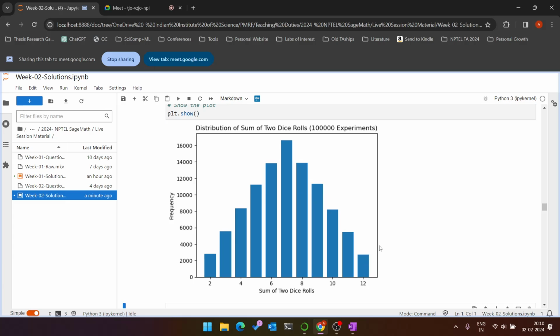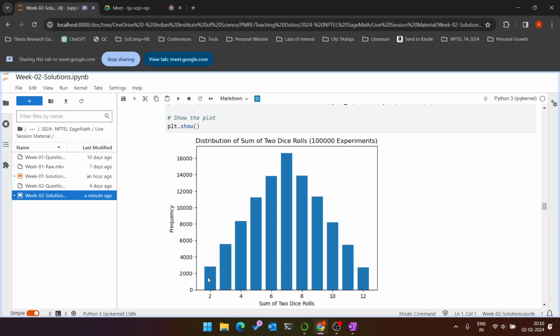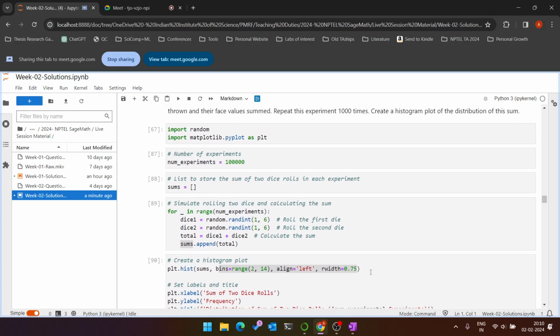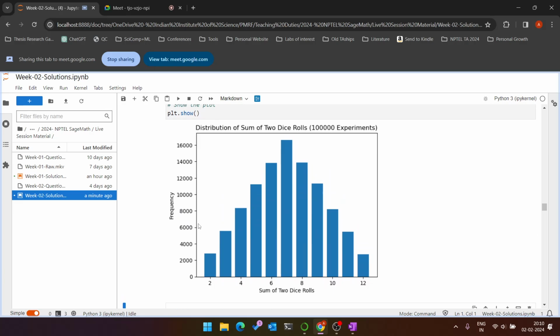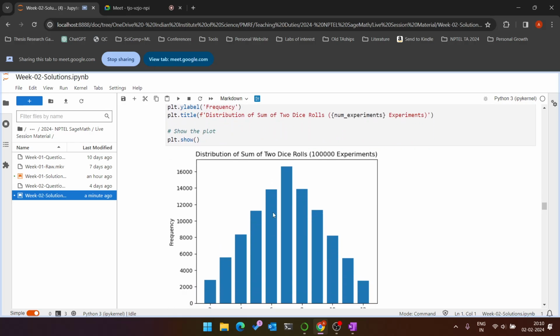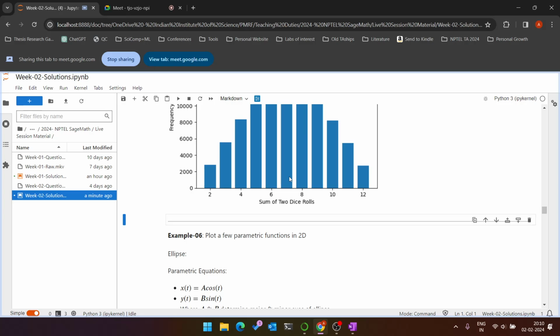So out of the total 6 times 6, which is 36 possible combinations that we can get on two dice, there is only one way to get the sum 2, and one way to get the sum 12. Right now you can see that this frequency is on the basis of the total number of experiments, but we could also scale this down to a percentage of the total number of experiments. That would also make it even more acceptable.